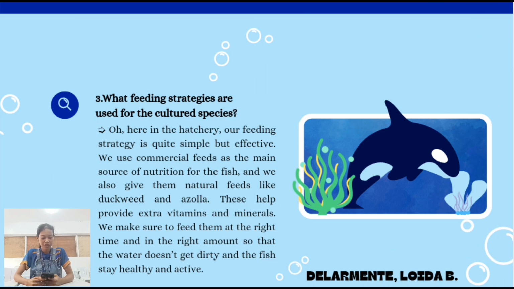What feeding strategies are used for the culture species? According to Mr. Randy, here in the hatchery, our feeding strategy is quite simple but effective. We use commercial feeds as the main source of nutrients for the fish, and we also give them natural feeds like duckweed and azolla. This helps provide extra vitamins and minerals. We make sure to feed them at the right time in the right amount so that the water doesn't get dirty and the fish stay healthy and active.